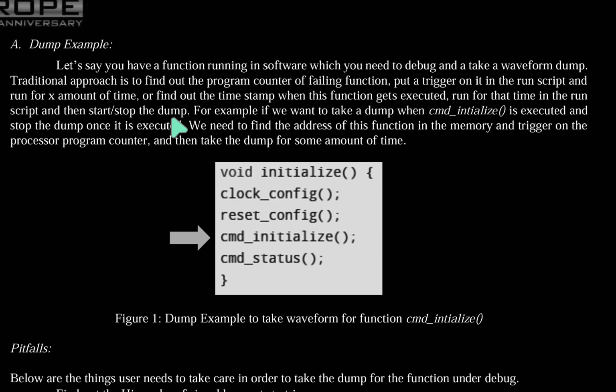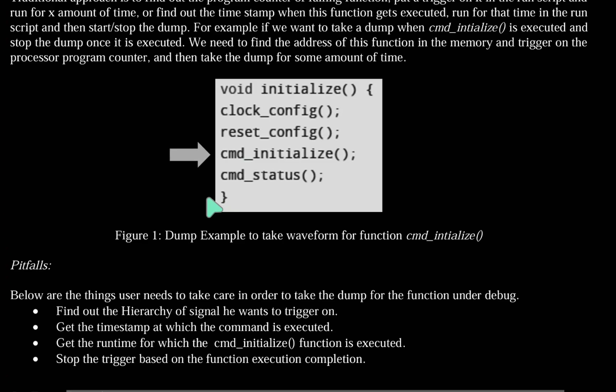For example, if we want to take a dump when cmd_initialize is executed and stop the dump once it is executed, we need to find the address of this function in the memory and trigger on the processor program counter, and then we take the dump for some amount of time. Figure 1, dump example: take waveform for function cmd_initialize.